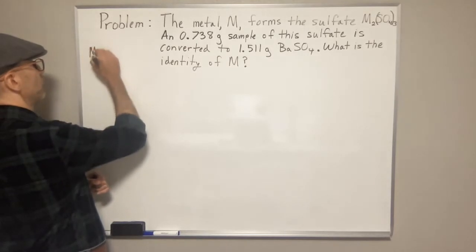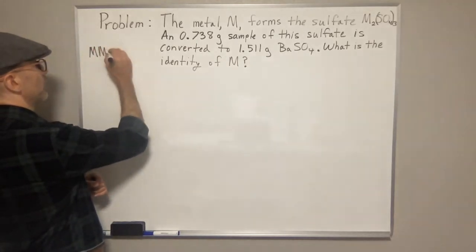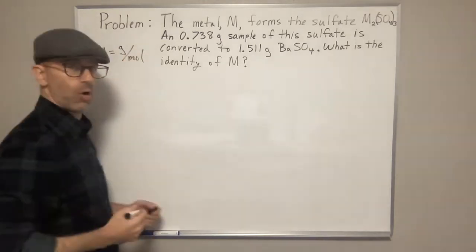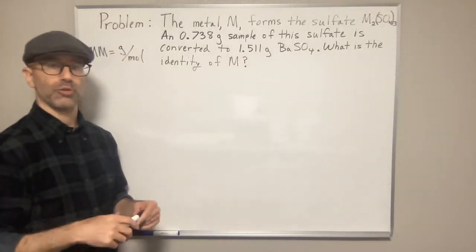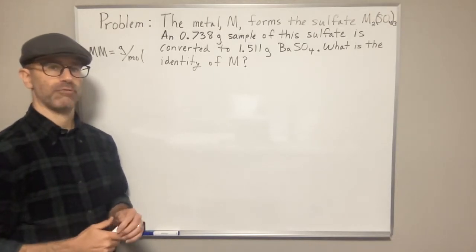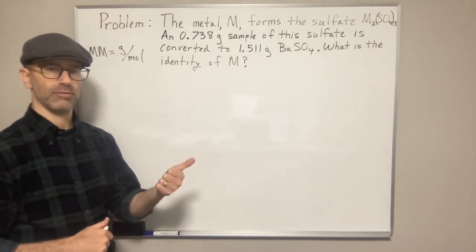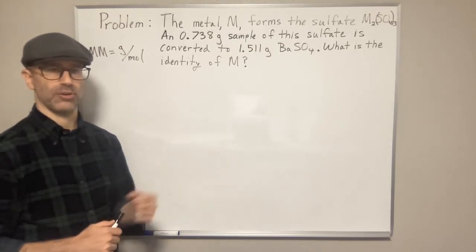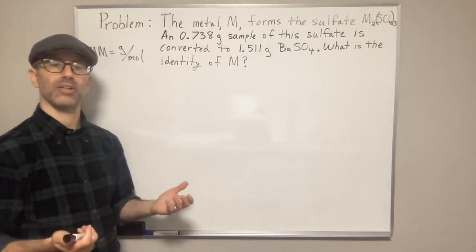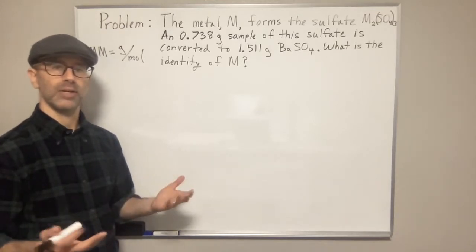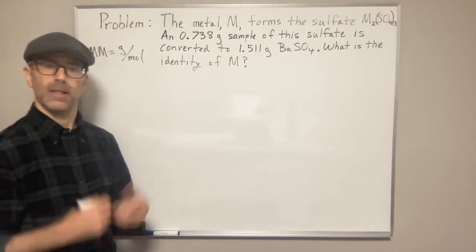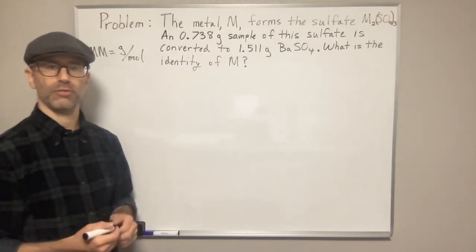So molar mass is grams per mole. So if you can find the grams of the metal that you have, and if you can find the moles of the metal you have, then you divide the two. Grams divided by moles would give you the molar mass. And then all you would need to do is look on the periodic table for that molar mass. And then that would be the identity of your metal. So how do we find grams and moles of our metal?